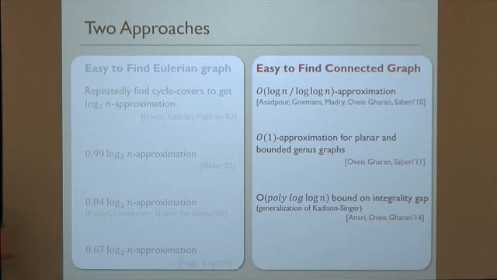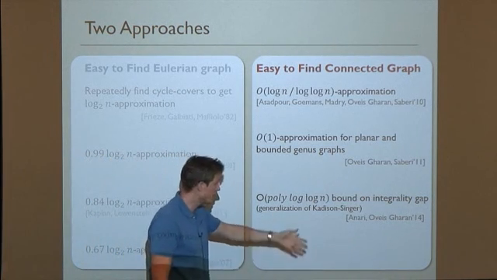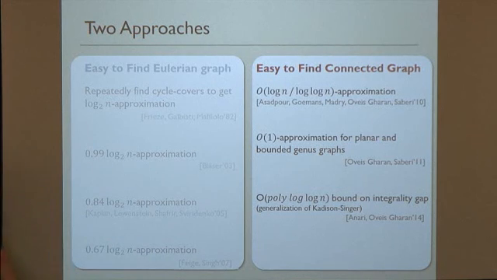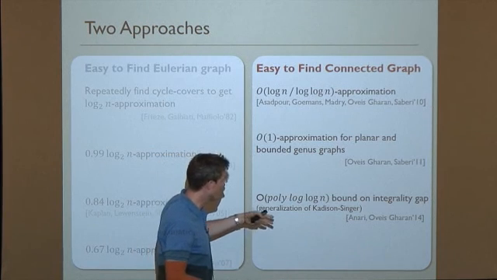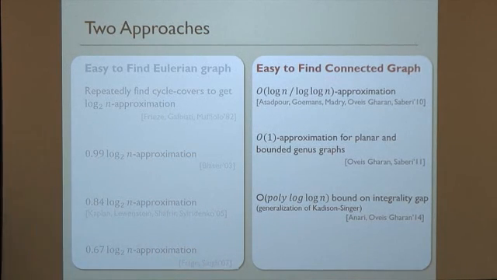Then for special cases of planar and bounded genus graphs, they can show that there exist constant thin trees, which is good. And then there's a really nice result by Nima and Cheyenne, who is also here in other weeks, not this week, who show that actually there always exists a poly log n thin tree. So this implies that the integrality gap is at most poly log n. Unfortunately, the proof at the moment is not constructive. It also relies on some generalization of the proof of the Kadison-Singer conjecture, which is not constructive. Okay. So at the moment, it looks like the red approach is much better than the blue approach.